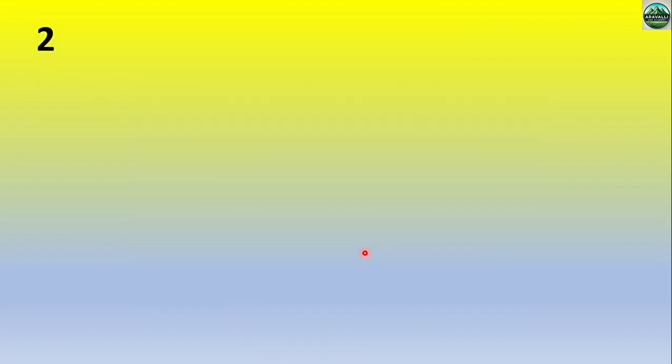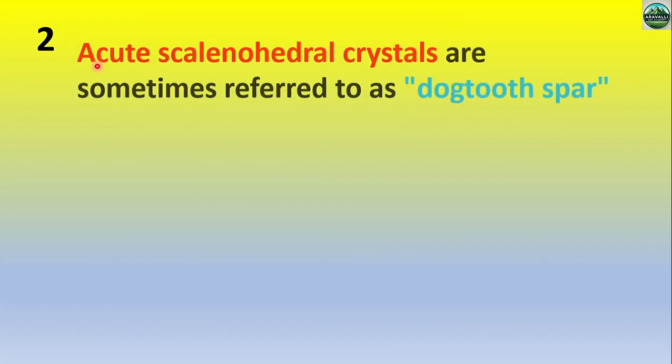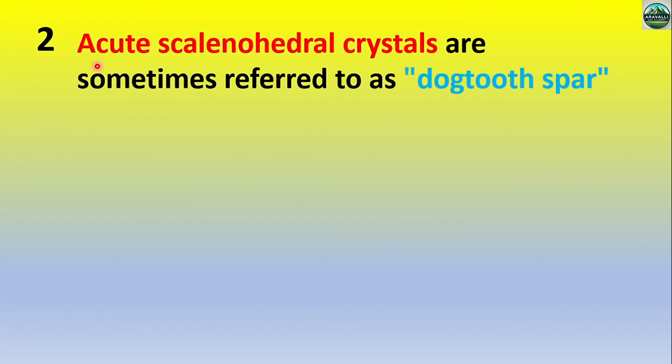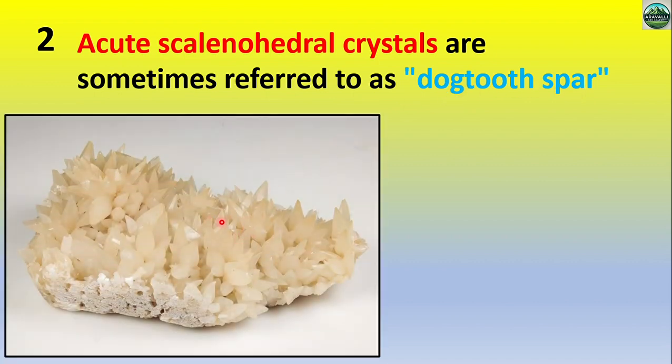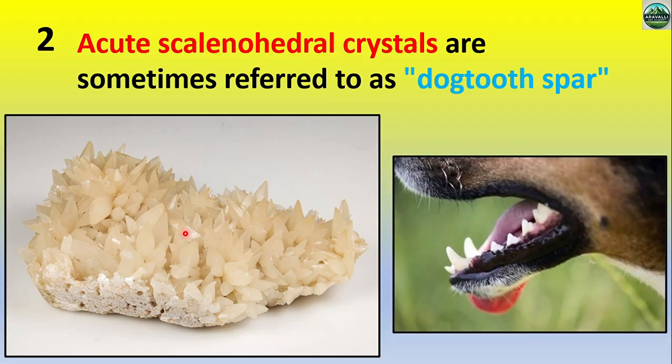Now the second variety: acute scalenohedral crystals are sometimes referred to as dog tooth spar. See the picture of the dog tooth spar. The crystals resemble the teeth of a dog, so this is known as dog tooth spar. But remember, the crystal shape of dog tooth spar is acute scalenohedral crystals. This is very, very important.